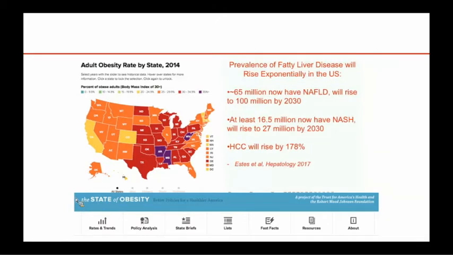Some really stunning statistics were reviewed in a recent paper by Bariatric and his group, which predicts the short and intermediate term impact of this obesity epidemic. Currently, it's believed that 65 million Americans now have non-alcoholic fatty liver disease. That will rise to 100 million by 2030 unless something happens. Of those, at least 16.5 million now have NASH. This will rise to 27 million. So even conservatively, this is 5 to maybe 6 times as prevalent as Hep C.